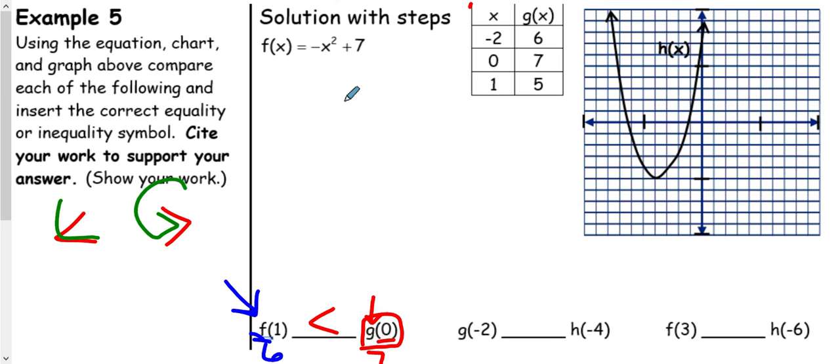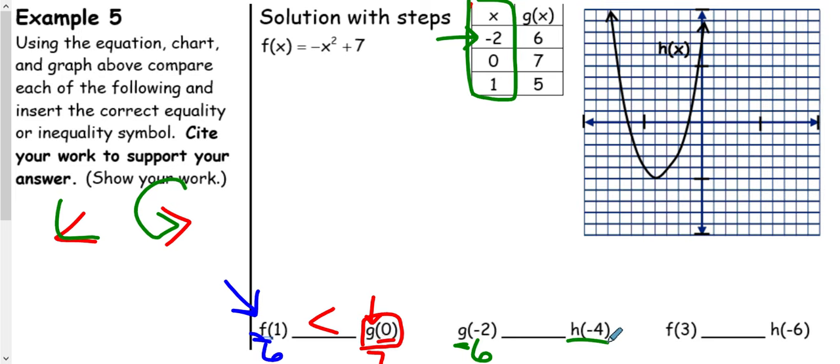I've got g of negative 2. So which function do I want to use? F of x, g of x, or h of x? It's got a g in there, so we want to use g of x. I'm looking for x to equal what value? Negative 2. So I'm going to go to g of x. I'm going to look in my x column for the value of negative 2. What's my output value? 6. Great, so the second part, I'm looking for h of negative 4.